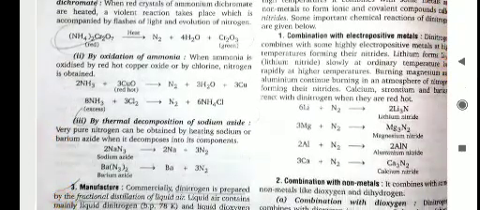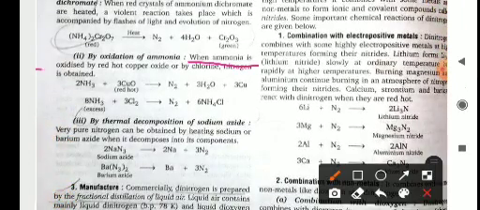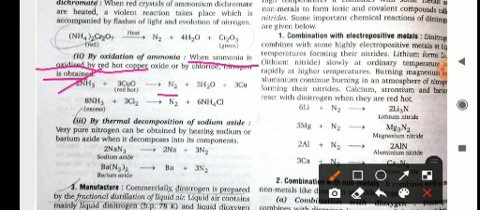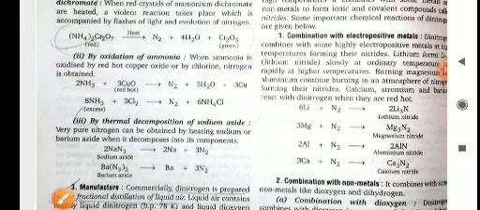By oxidation of ammonia. So when ammonia is oxidized by red hot copper oxide or by chlorine, nitrogen is obtained. So 2NH3 plus 3CuO, red hot, then it will give nitrogen and copper as a precipitate. Excess ammonia reacts with chlorine, then it also releases nitrogen gas.